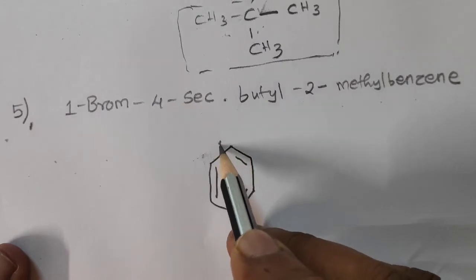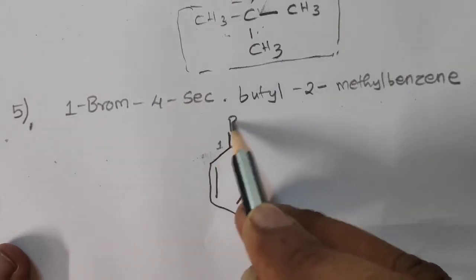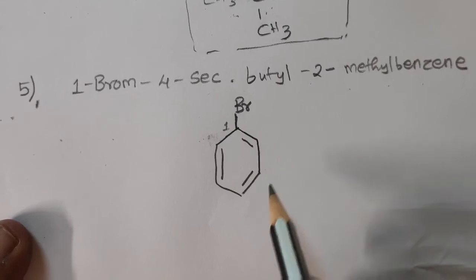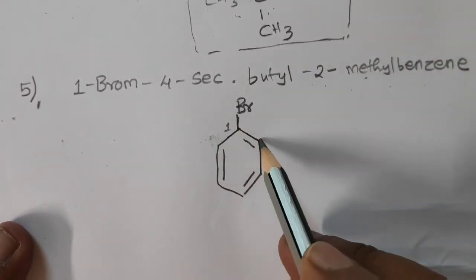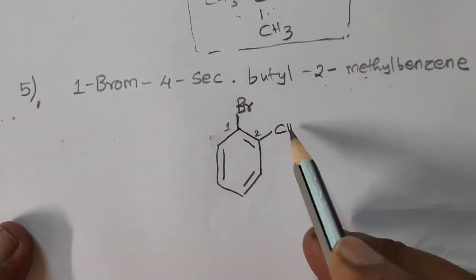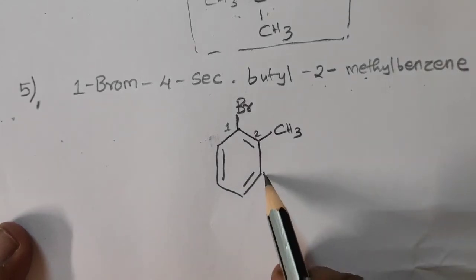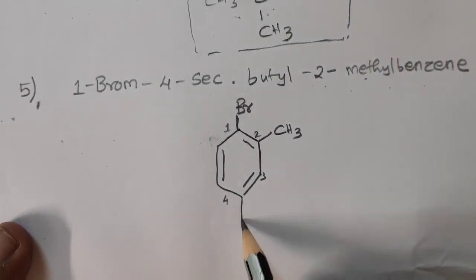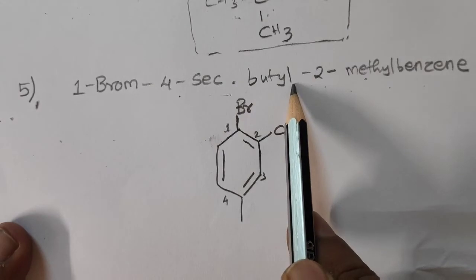So I will write here, this is your first carbon. At this position, bromo, then 2-methyl is there. So at the second position I'll write the CH3 group, methyl, and this is your third and this is fourth. At the fourth position you can see secondary butyl.